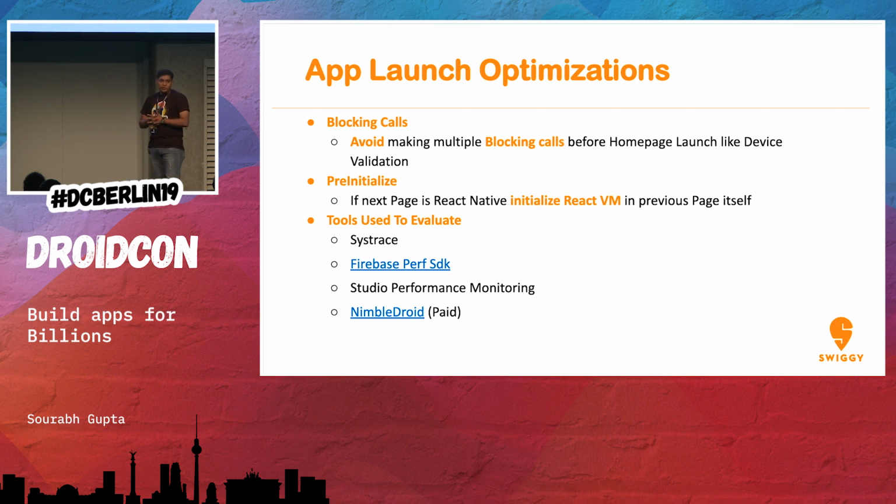Do we have tools to analyze all this? Yes, we do. We have the Firebase Perf SDK, we have Systrace, and we have Android Studio monitoring. There's another tool, which is a paid one, called NimbleDroid. With NimbleDroid, if you upload the app, it will give you the methods which are blocking the UI thread, the main thread, and how much time they are blocking for. It's a paid tool. You can go try. It will show a graph of your launch time versus other peers, plus other details.